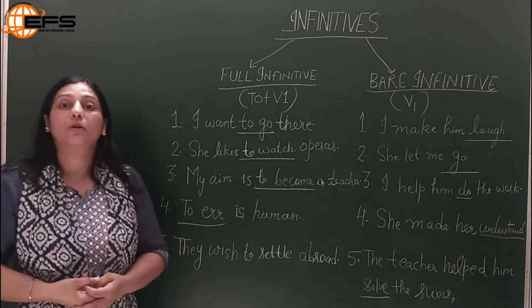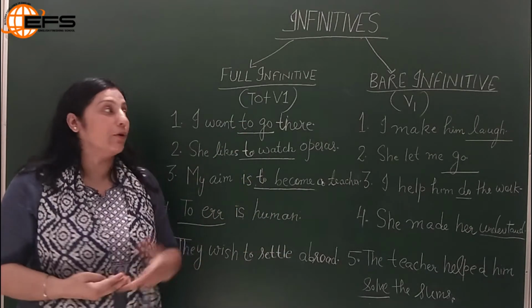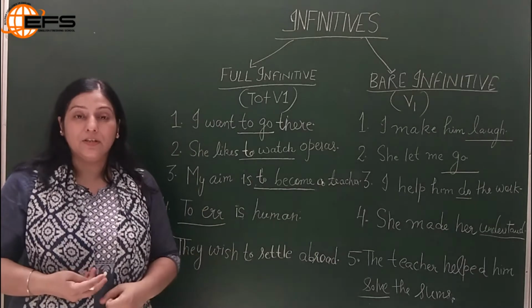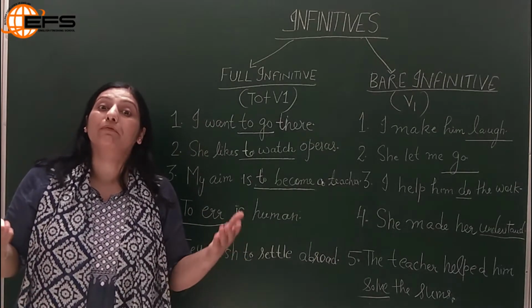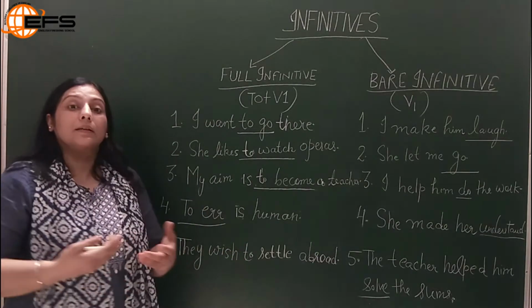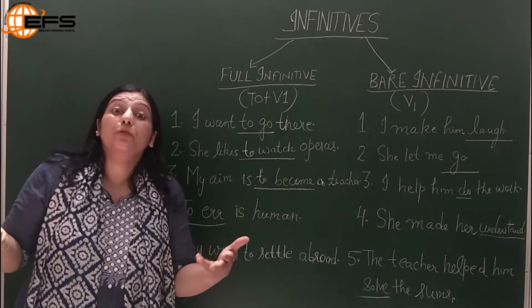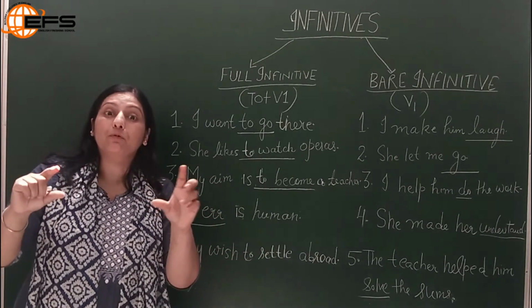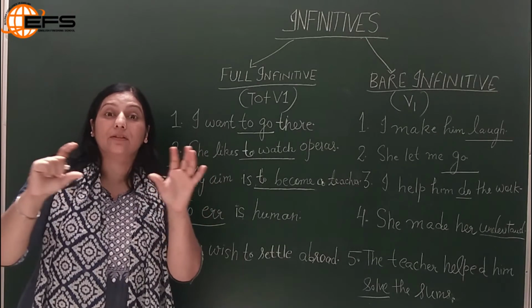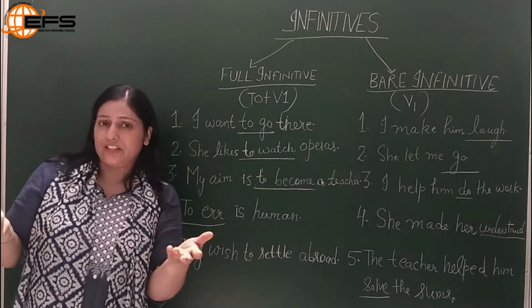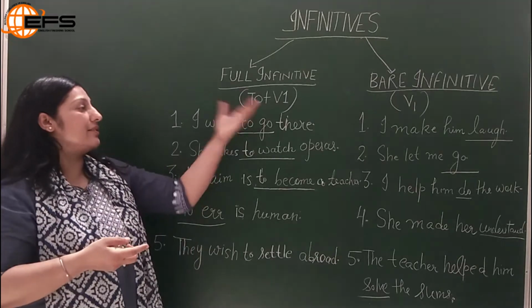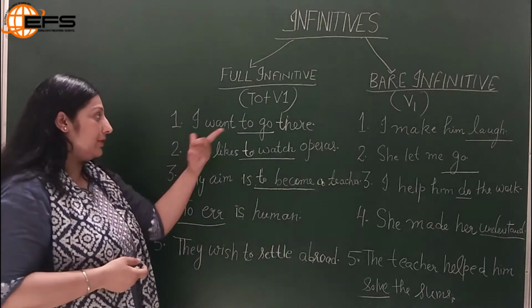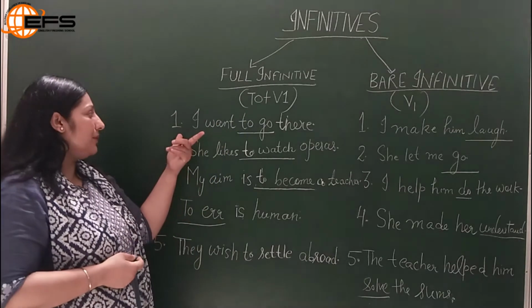Let us first look at the examples of full infinitives, which is also called to-infinitive. Someone asks you, what do you want to eat? You say, I want to eat pizza. Your main verb here is want and the to-infinitive is to eat. So to plus V1 is the structure of to-infinitive. Let us look at more examples.